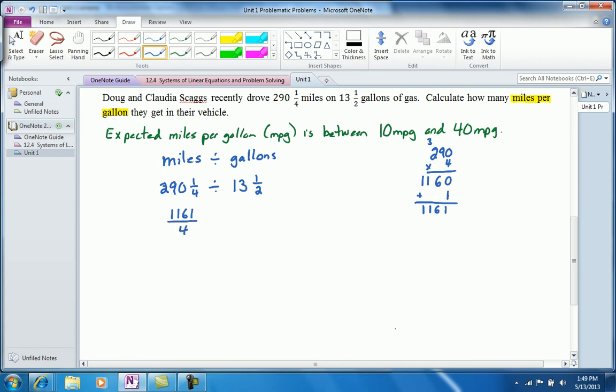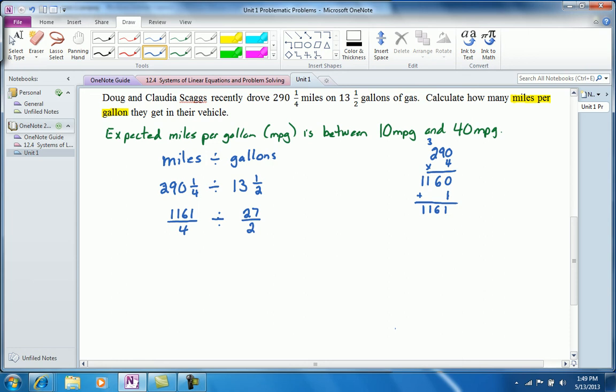So there I've converted the 290 1/4 into an improper fraction. Now I'm going to convert the 13 1/2 into an improper fraction. This is actually a little easier to do: 13 times 2, which is 26, plus the 1, which is 27, and I will get 27 over 2.